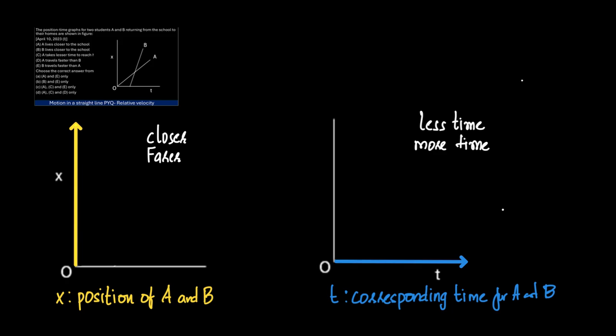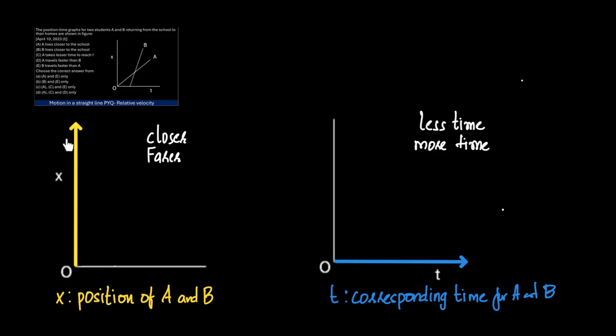In order to understand this question well, what we'll do is we'll try to separate these two motions, which is motion of A and motion of B, into two different graphs, and then analyze every statement separately with respect to these two graphs. All right. So we have a graph x comma t.